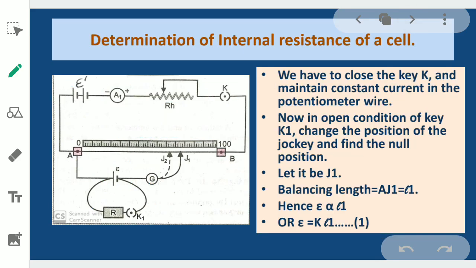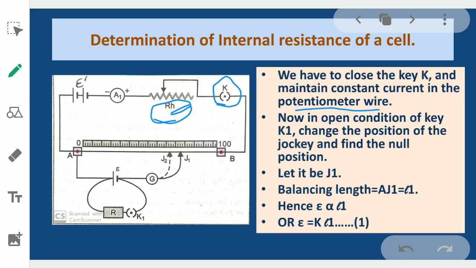So let us see how we can determine the internal resistance of a primary cell. First, we have to close the key K, and maintain constant current in the potentiometer wire AB. You have to maintain constant current by the rheostat. We can change the value of resistance R so that the current in the circuit will be constant.